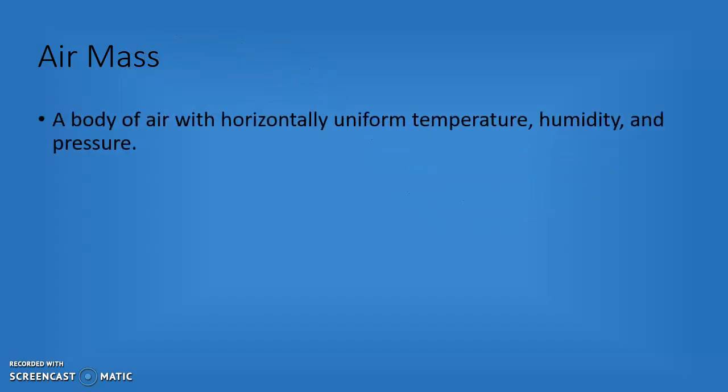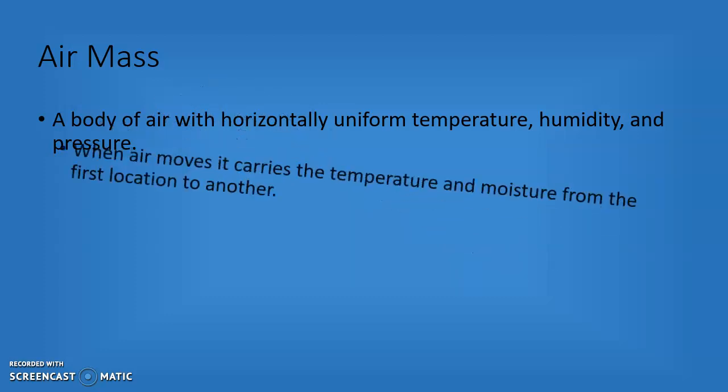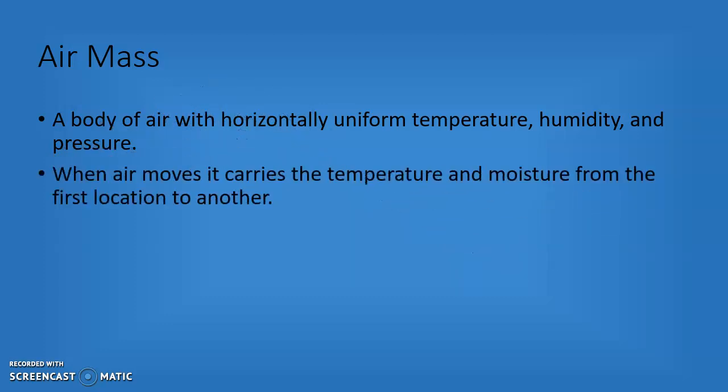Air mass. A body of air with horizontally uniform temperature, humidity, and pressure. When air moves, it carries the temperature and moisture from the first location to another. So in the winter, when we have our Arctic air, it comes from the North Pole and is moving across the Earth and bringing all that cold temperature all the way down.